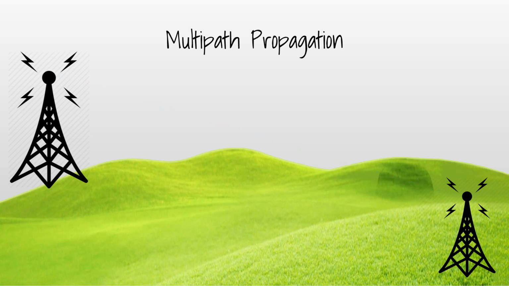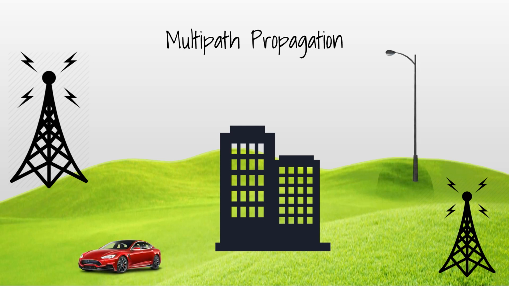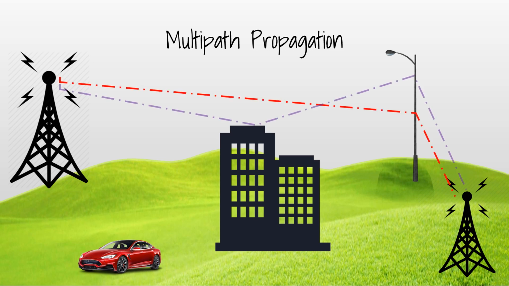There will be some obstacles between transmitter and receiver. Those obstacles may be buildings or cars or lampposts. In such a case, the signals will be reflected on those obstacles and then reach the receiver. See, it will be reaching the receiver like this. So there are many signals traveling from transmitter to receiver due to the obstacles present in between. This is called multipath propagation. That is, the receiver is receiving signals from various paths. I hope this is clear.